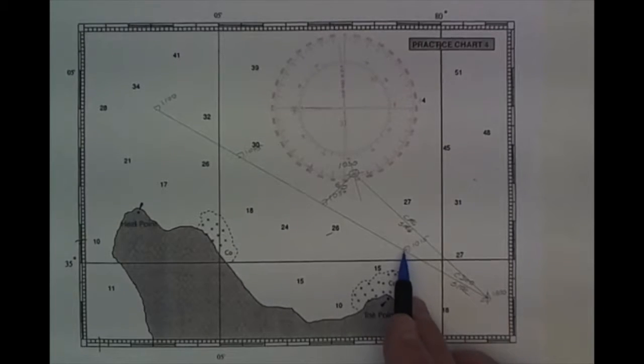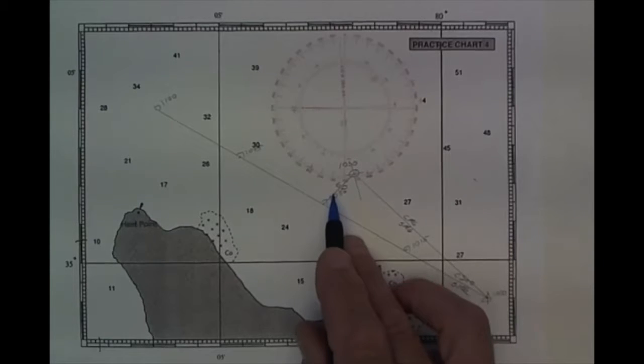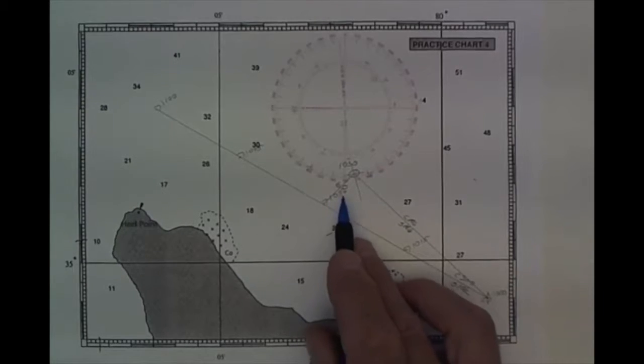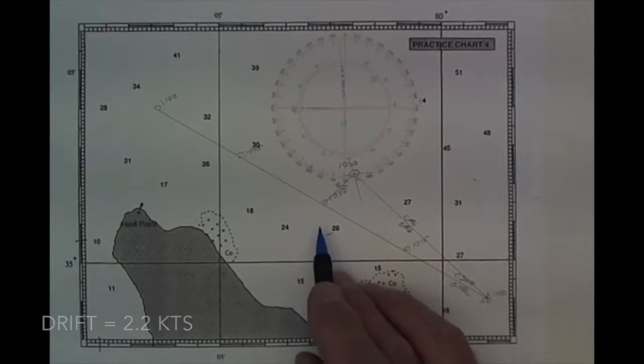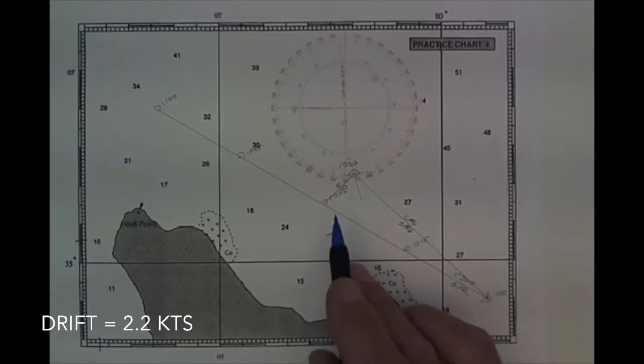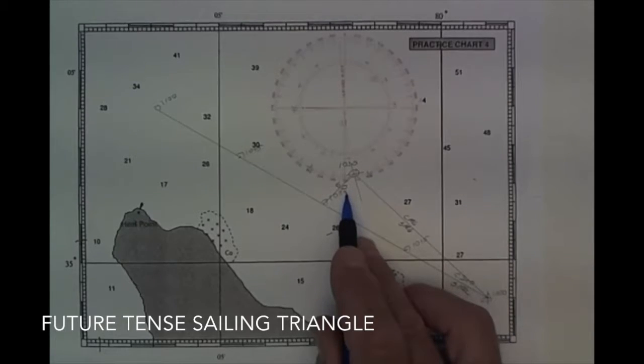So now by completing our past tense current triangle using vector addition, we've determined our set and drift. The set and drift of the current is 048 degrees set at a drift of 2.2 knots. Now we're going to use this known set and drift to make sure that we steer a course to allow for the set. So we're going to now do a future tense current sailing triangle.